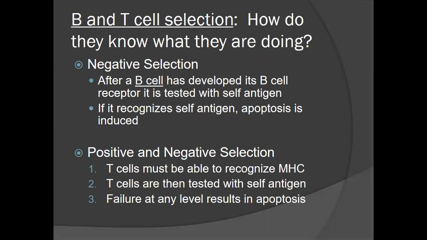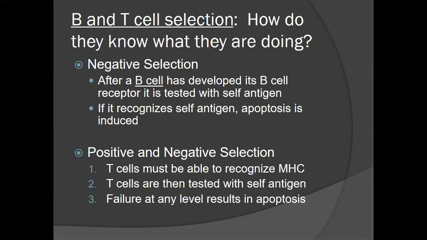So B cells and T cells, how do they know what they're doing? For B cells, we have something called negative selection. What's really cool about the immune system is that it tests itself. Essentially your body takes B cells that are hanging out in your bone marrow, and it tests them with self-antigen. If a B cell responds to that self-antigen, it becomes anergic and apoptosis is induced in that cell. So you remove it from the system.